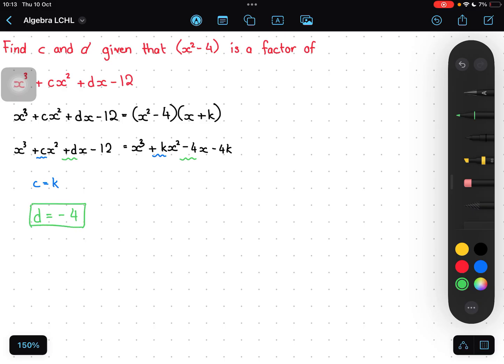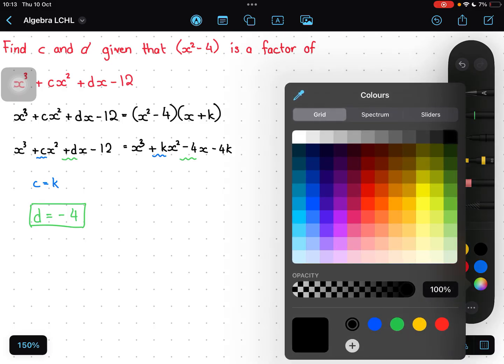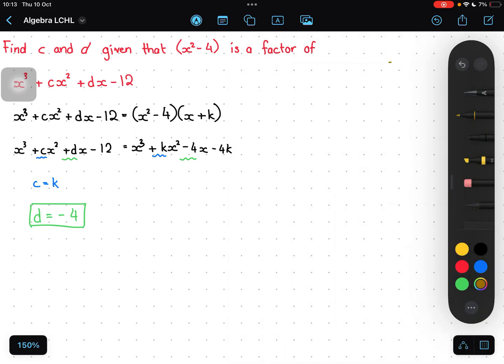D is minus 4. And then lastly, the constant at the end, let's use this orange colour. The constant at the end is equal to the constant at the end. So minus 12 is equal to minus 4k. Why would that help me? Well, I need to know what k is to know what c is. So I'm going to find what k is. To do that, I can divide both sides by minus 4 to get rid of the minus 4 that was multiplying. And I get that 3 is equal to k.